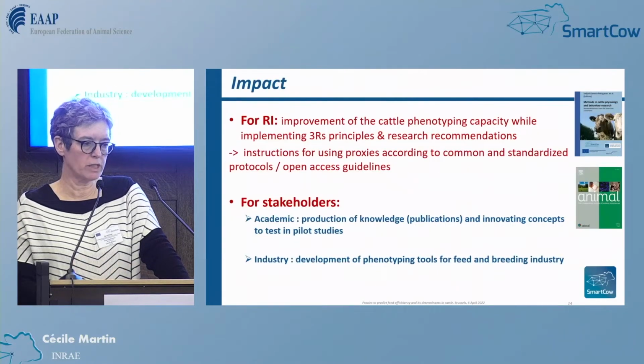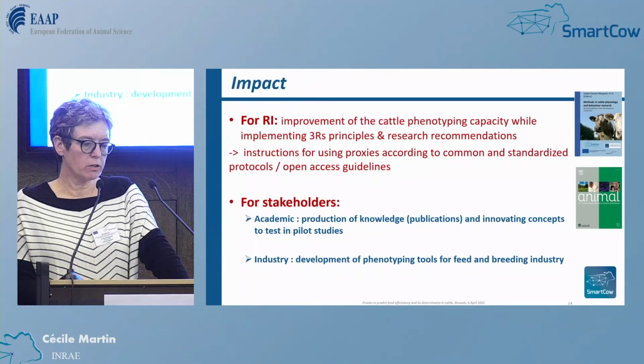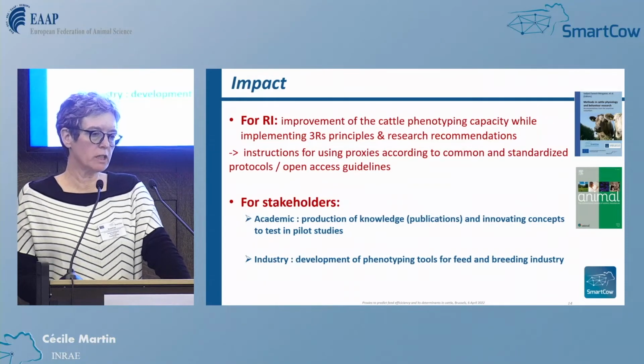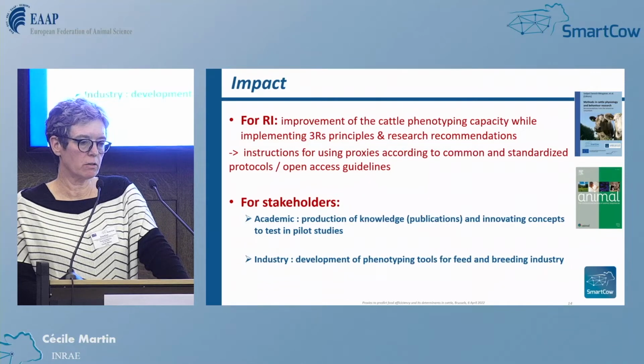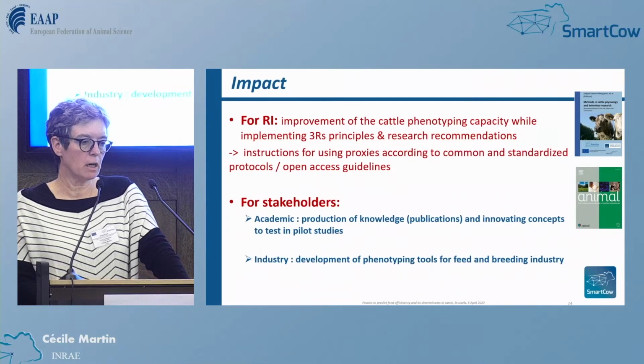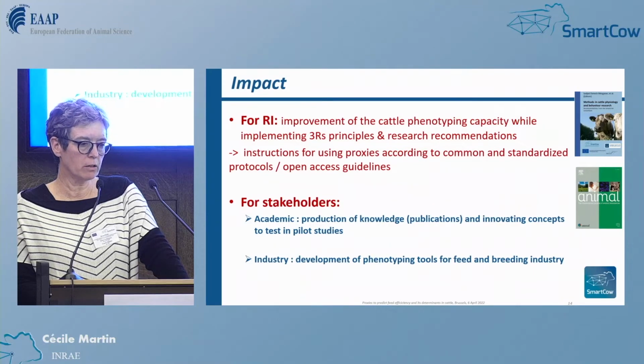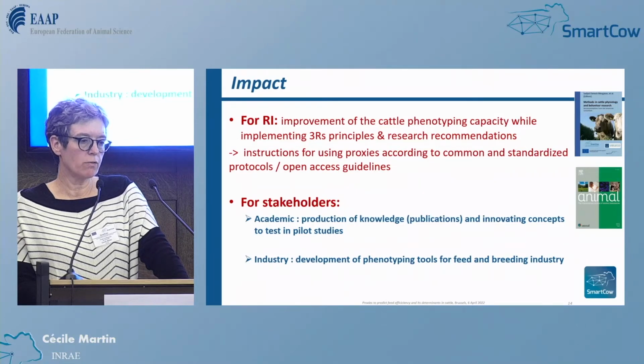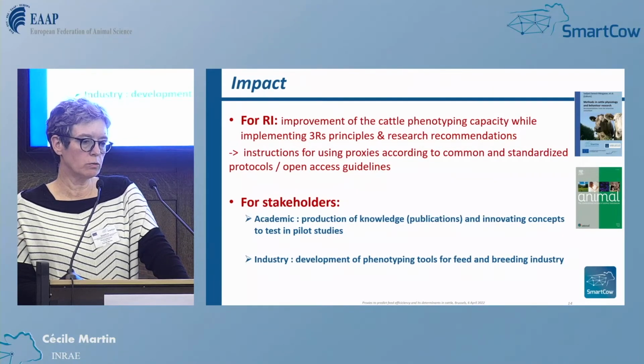So this is for the results. Concerning the impact for research infrastructure, it's the improvement of cattle phenotyping capacity while implementing the 3R principles and research recommendations. And we propose to record in open access guidelines in the book of methods the instructions for using proxies according to a common and standardized protocol.